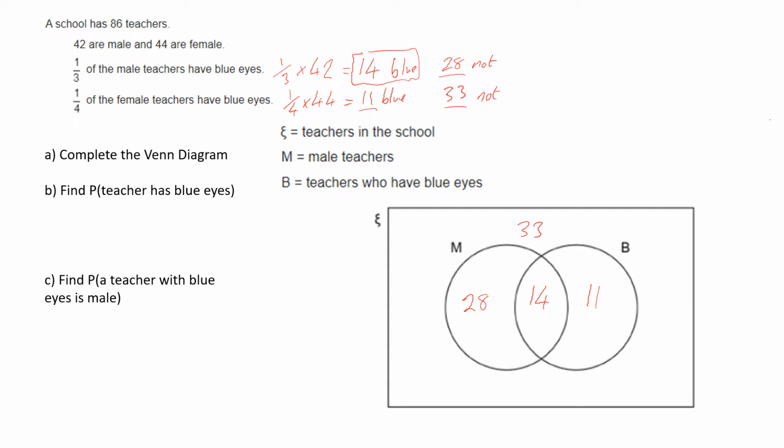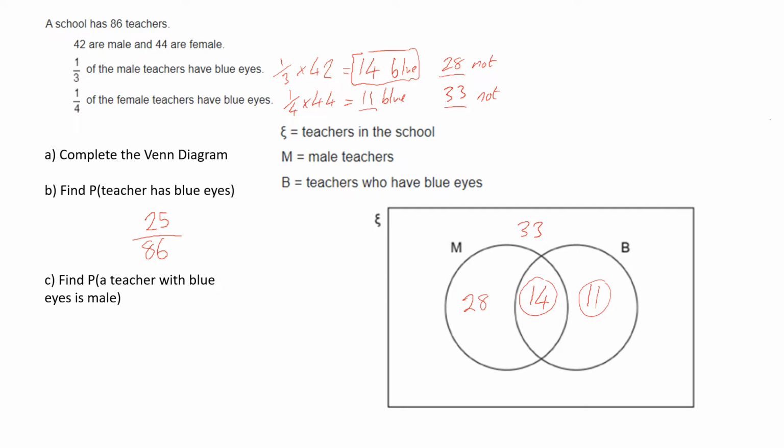We then want to find the probability that a teacher has blue eyes. Now there are 86 teachers in total, so that's going to be on the bottom of our probability. How many of them have blue eyes? Well, that's both of these added together, the 14 and the 11. So 25 out of 86.